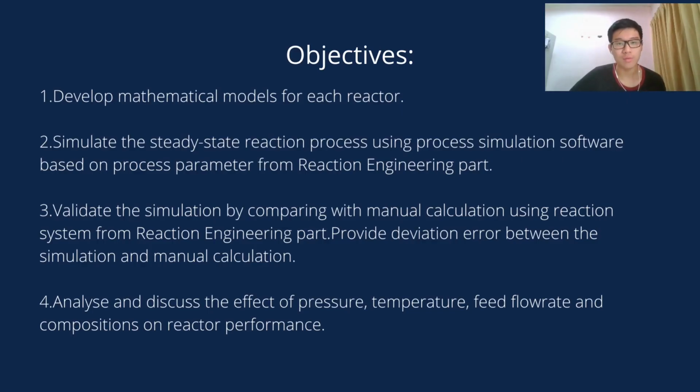Our objectives for the process modeling and simulation part are, first, to develop mathematical models for the reactor. Second, to simulate the steady state reaction process using process simulation software based on process parameters from the reaction engineering part. Third, to validate the simulation by comparing it with the manual calculation using the reaction system from the reaction engineering part and provide the deviation between the simulation and manual calculation. And fourth, to analyze and discuss the effect of pressure, temperature, feed flow rate, and composition on the reactor performance.